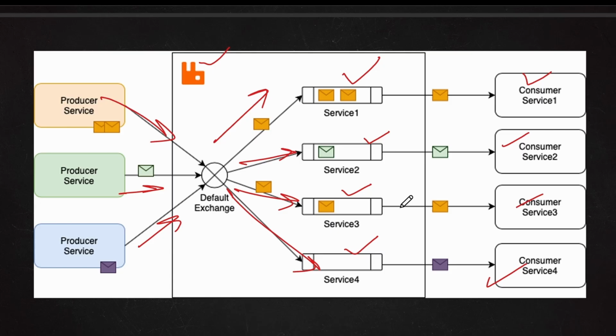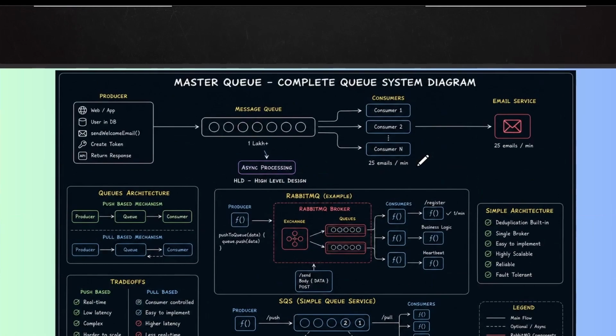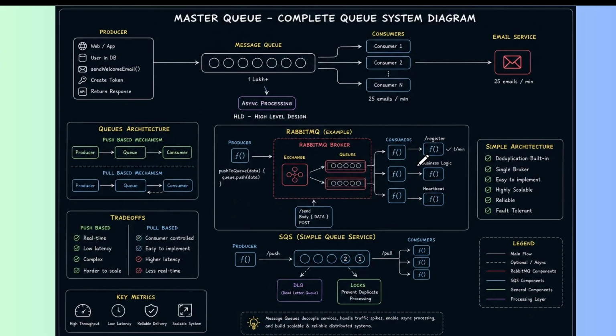This is all about queues in system design. Queues are very important. If you want to know more, you can go to the official RabbitMQ website and read more there. And if you want to see the overall picture of how queues work, this is the overall picture.